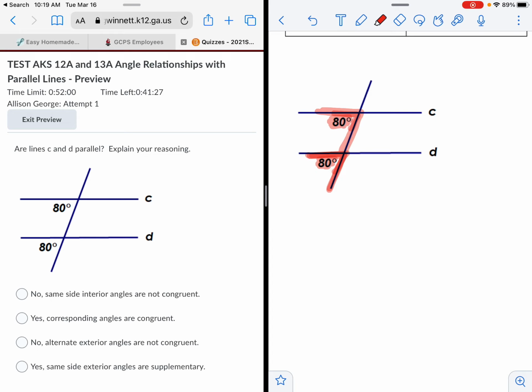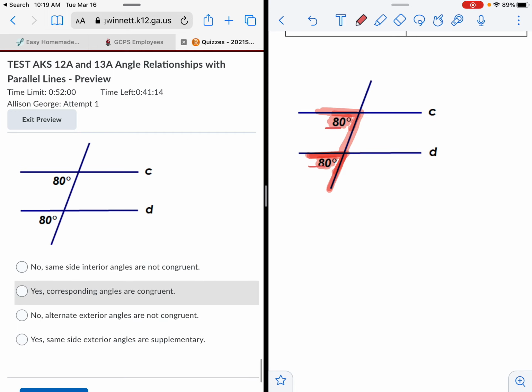Now, if the lines are parallel, then corresponding angles must be congruent. Well, they're both 80, which means they are congruent, so then yes, these two lines are parallel. Now notice there's two answers that say yes. Only one of them has the correct relationship that we used, which is the corresponding angles relationship.